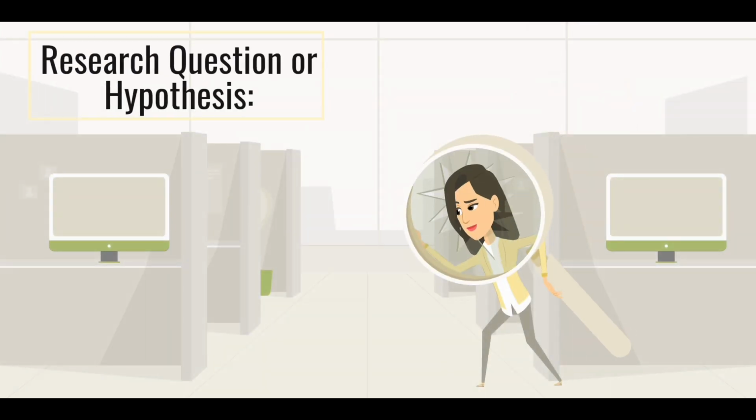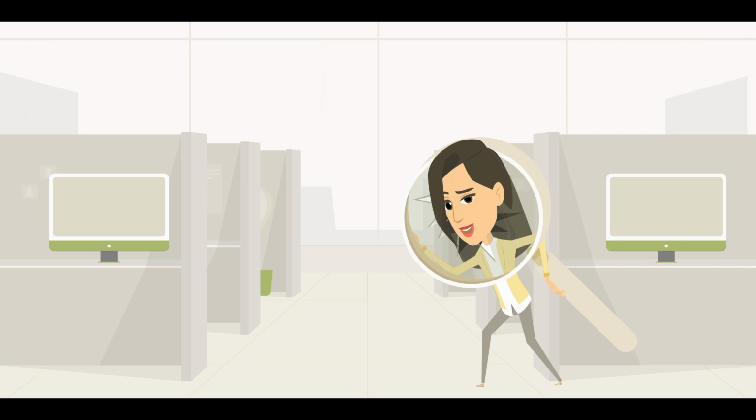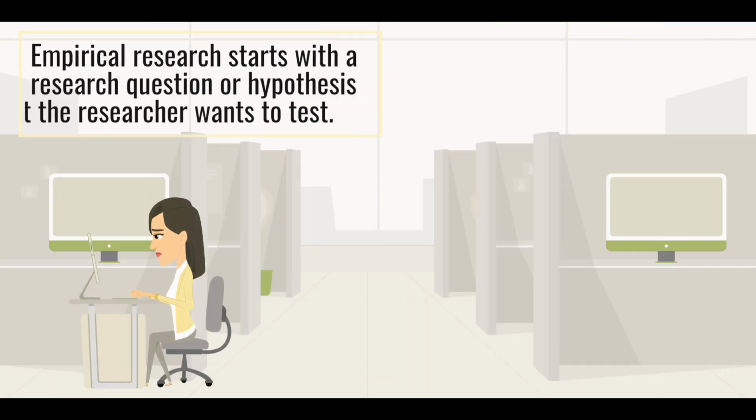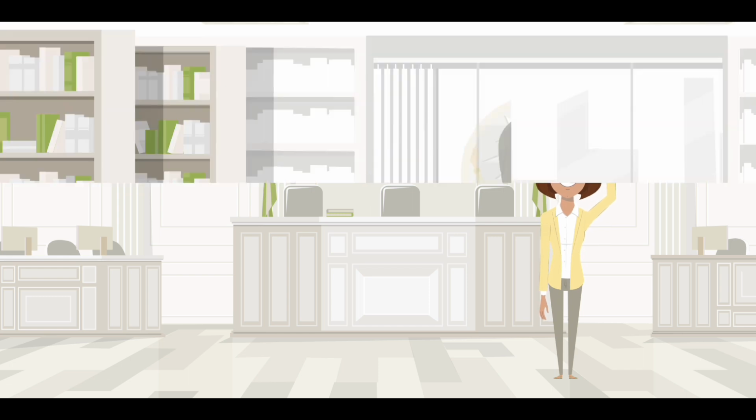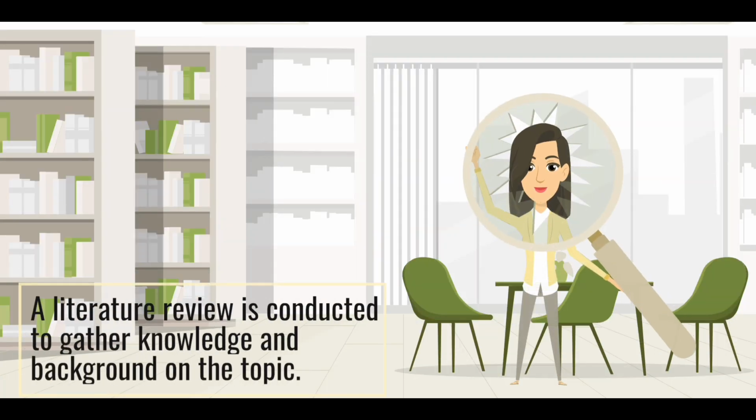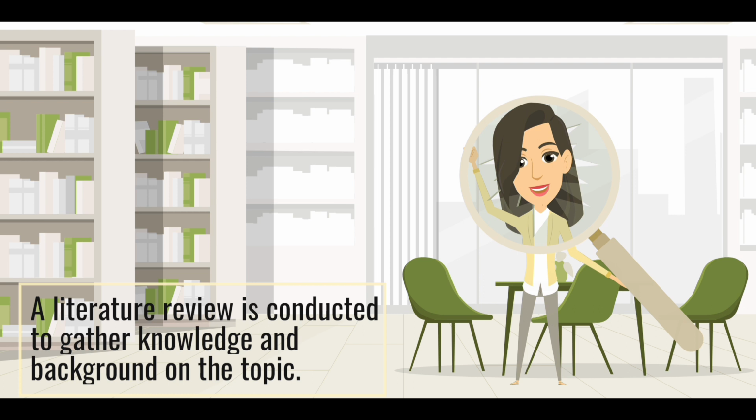Research question or hypothesis. Empirical research starts with a research question or hypothesis that the researcher wants to test. Literature review. A literature review is conducted to gather knowledge and background on the topic.